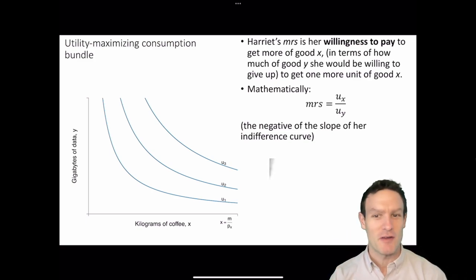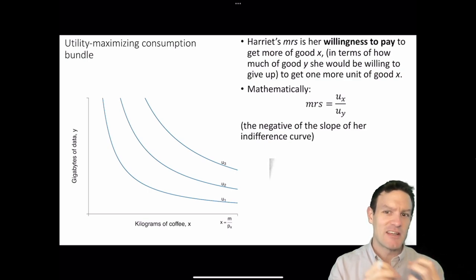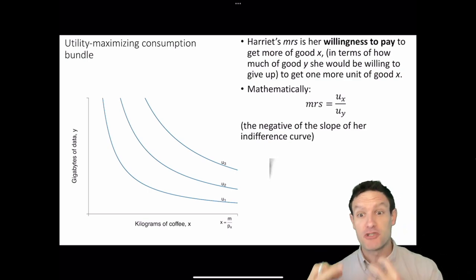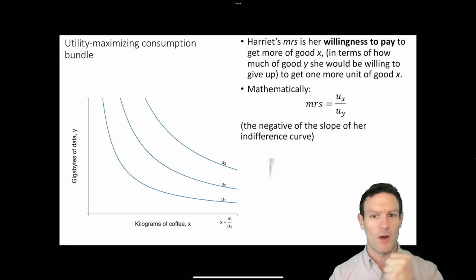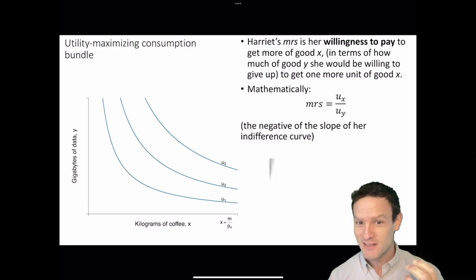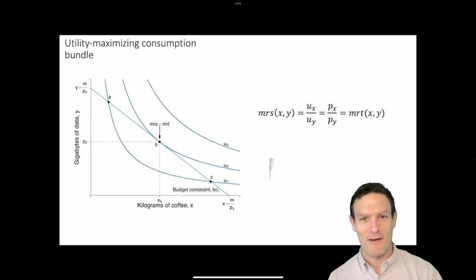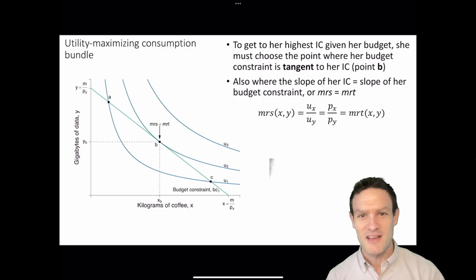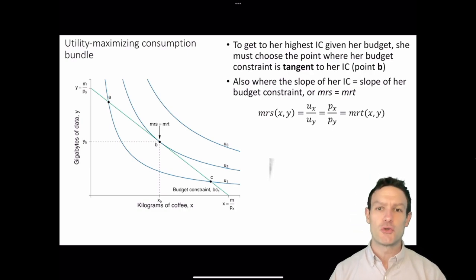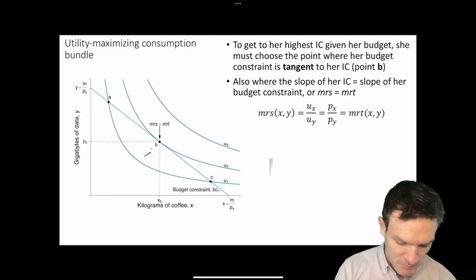That condition is when the marginal rate of substitution, her willingness to pay in good Y for good X, is equal to her marginal rate of transformation, her opportunity cost in terms of what she's constrained to do for sacrificing good Y to get more good X. Now, what do we need for that? We need MRS equals MRT, which means we need both our indifference curves and our budget constraint. So let's see exactly that right now. Just as a reminder, there's the condition, MRS equals MRT. And so to get to her highest indifference curve, given her budget, she must choose the point where her budget constraint is tangent to her indifference curve. That occurs here at point B.